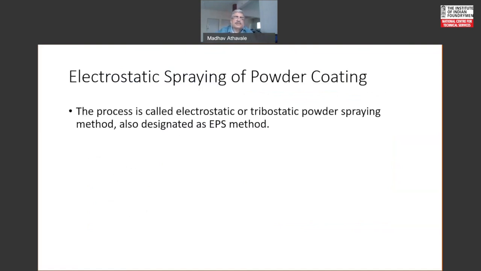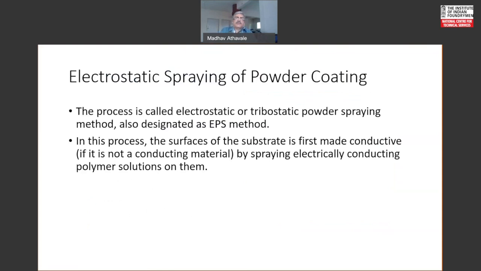Now, a few words on this. This process is called electrostatic or tribostatic powder spraying method, also designated as EPS method, electrostatic powder spray. Now, in this process, the surface of the substrate is first made conductive, if it is not a conducting material, by spraying electrically conducting polymer solution on them, then the powder coating can be applied.